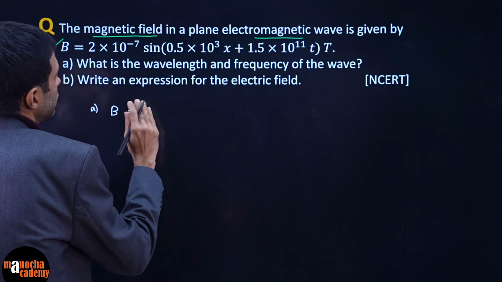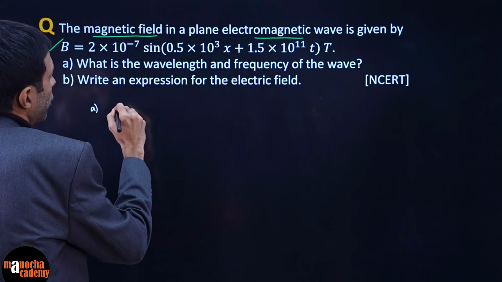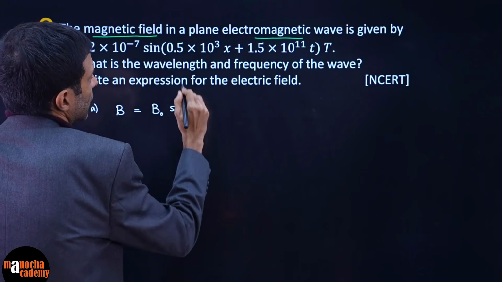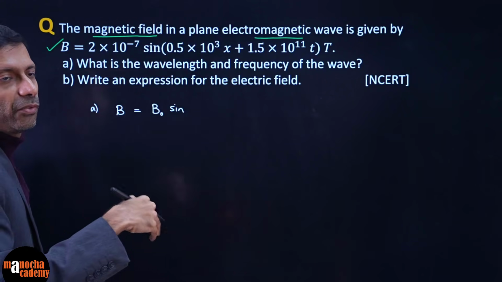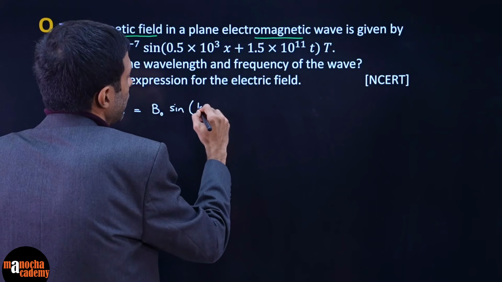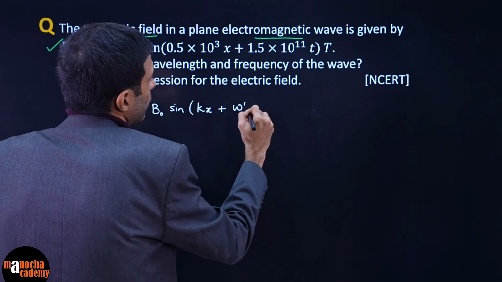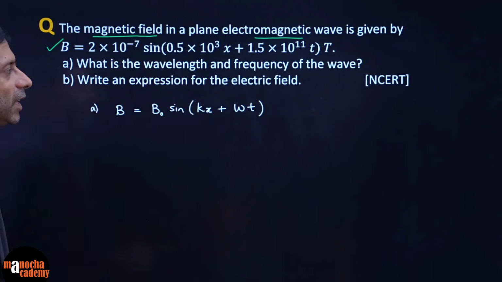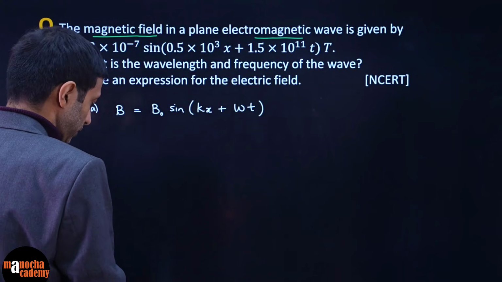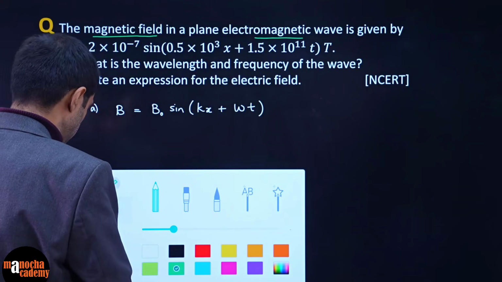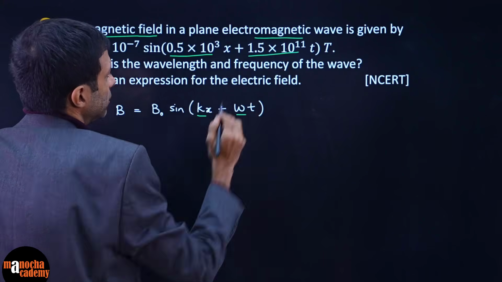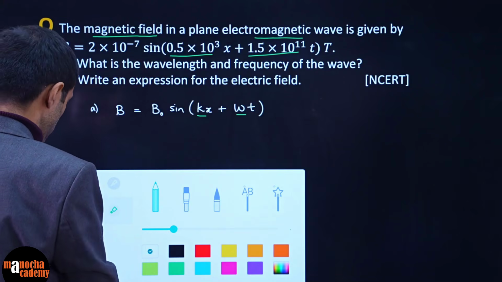B is equal to, or first let's compare it with what we know, the standard equation. What is it? B naught sine, they have used, I told you kx can be in front, omega t, doesn't matter. So we will compare it with kx plus omega t, so many Tesla. So when you guys compare this, tell me, what is the value of k over here? So comparing, can you see? This is my k, this is my omega.